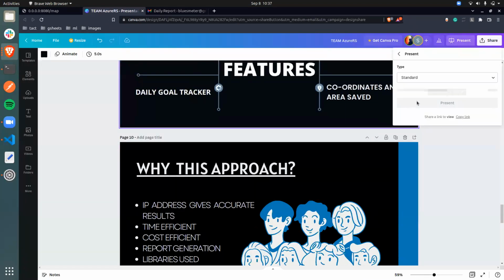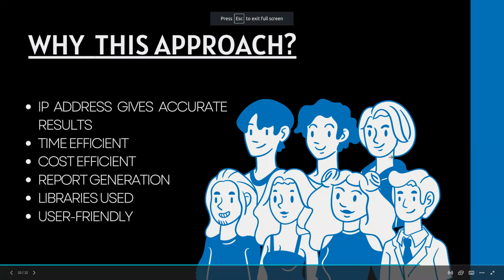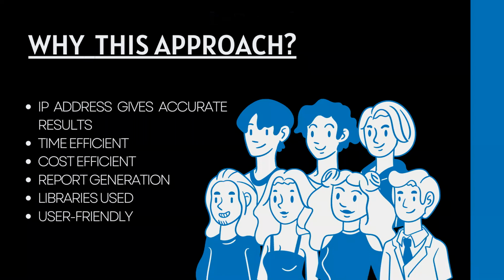And then, why did we choose the IP address approach? Why not GPS tracking, you may ask? So IP address gives accurate results. It's time efficient and it's cost efficient too. As I said, you don't actually need bigger cloud services or something. And the report generation is faster, and there are many libraries in Python, so it's really fast. And then it's user friendly too. Both the manager and the employee can use it at the same time.